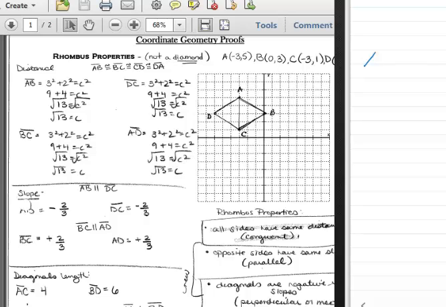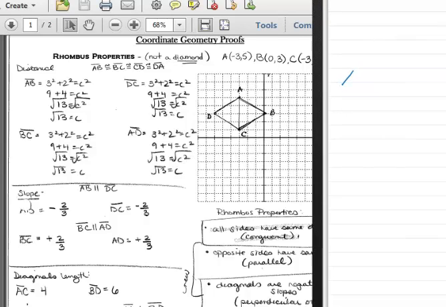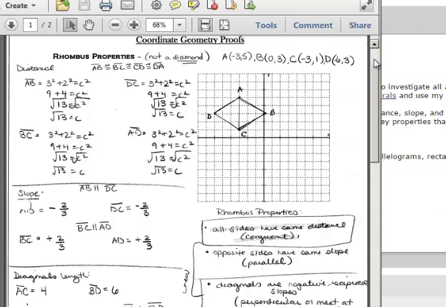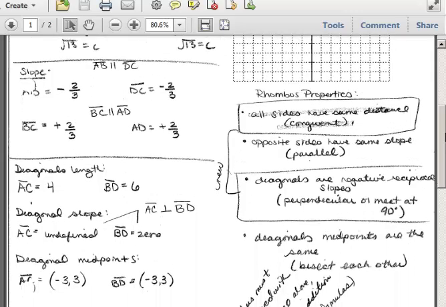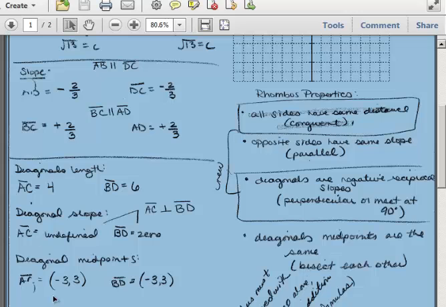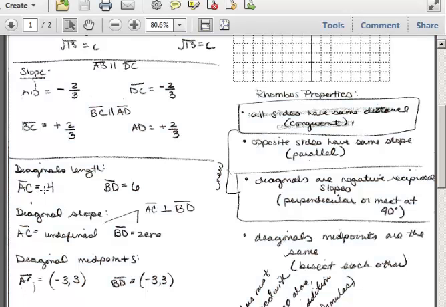The other thing to note is when you go downward, diagonal length. Diagonal length is 4, and the other diagonal length is 6. And that really doesn't tell us anything. Diagonal slope, one is undefined and one is 0. So that tells us that those diagonals are hitting at 90-degree angles.